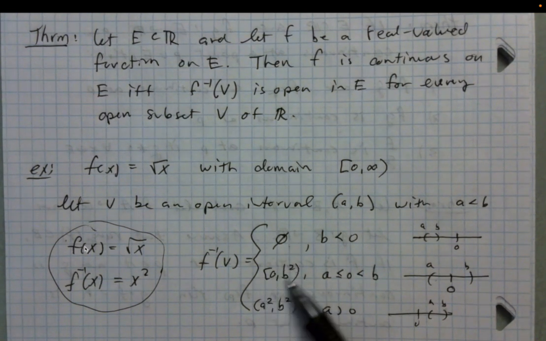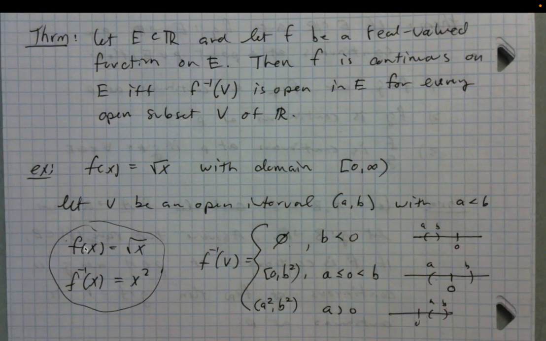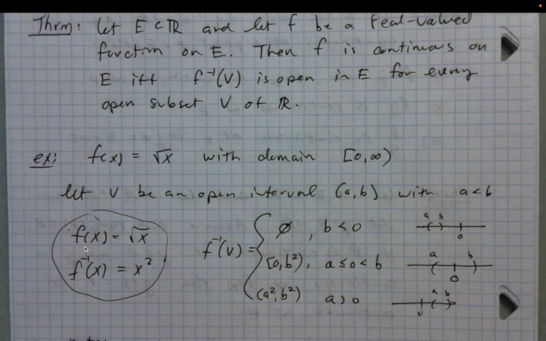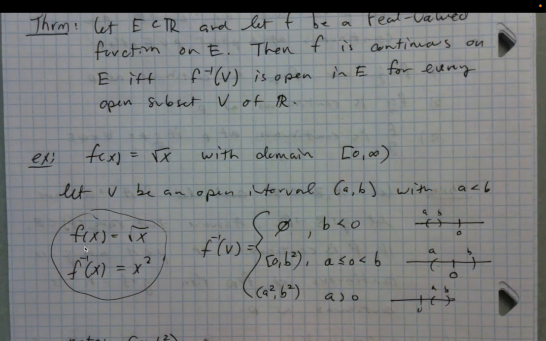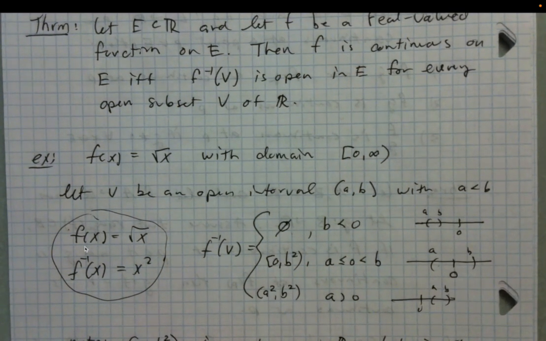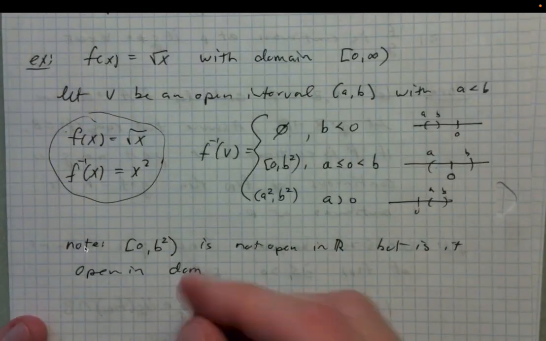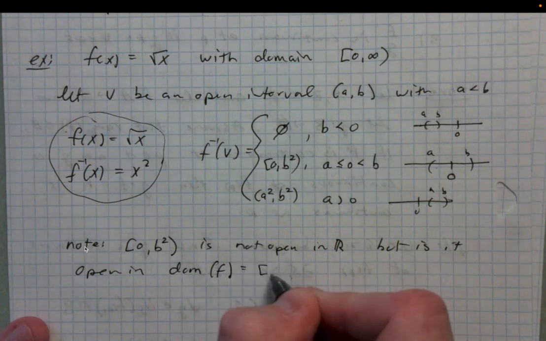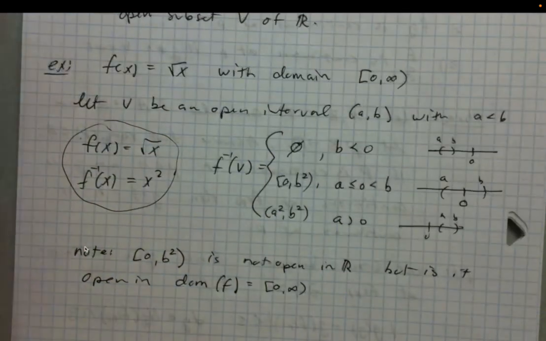Okay. What about this piece in the middle here? Now, this piece in the middle is not open in R. So notice 0 comma b squared is not open in R. But is it open in the domain of the function? Is it? What is the domain here? The domain is 0 to infinity, right? That's what it's given.